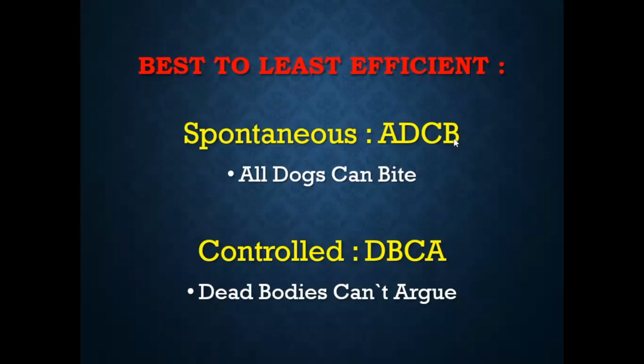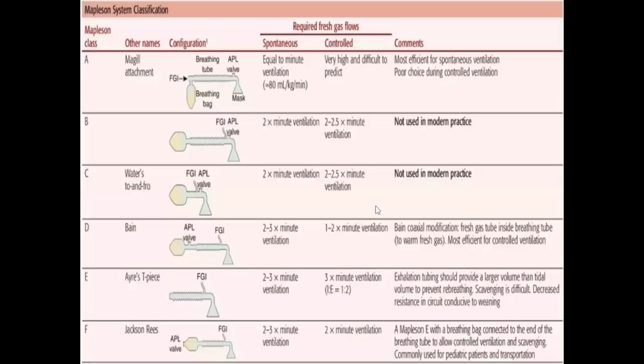B will be the least efficient for spontaneous breathing. In controlled breathing, Mapleson D is the best, followed by B, C, A. So "all dogs can bite, and control that bodies can't argue" is how I remember. I'm giving you the tips, whether you want to take it or make your own mnemonics, up to you.